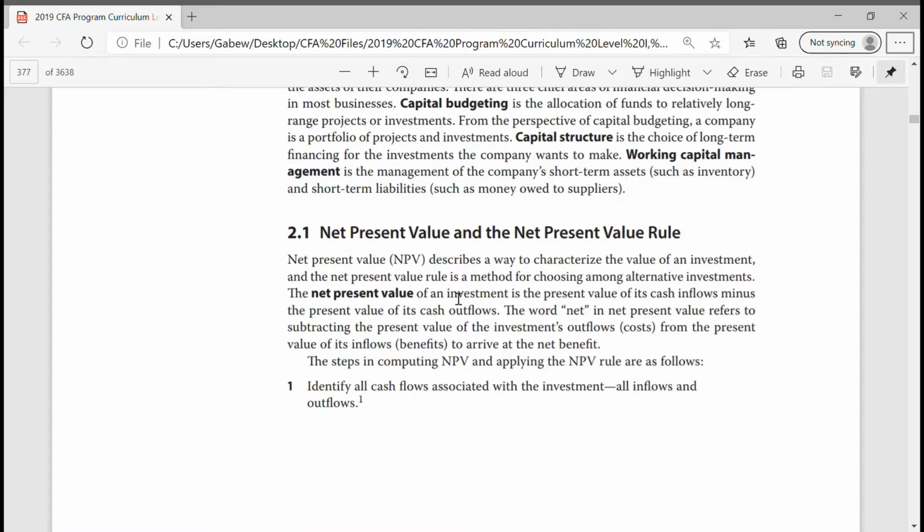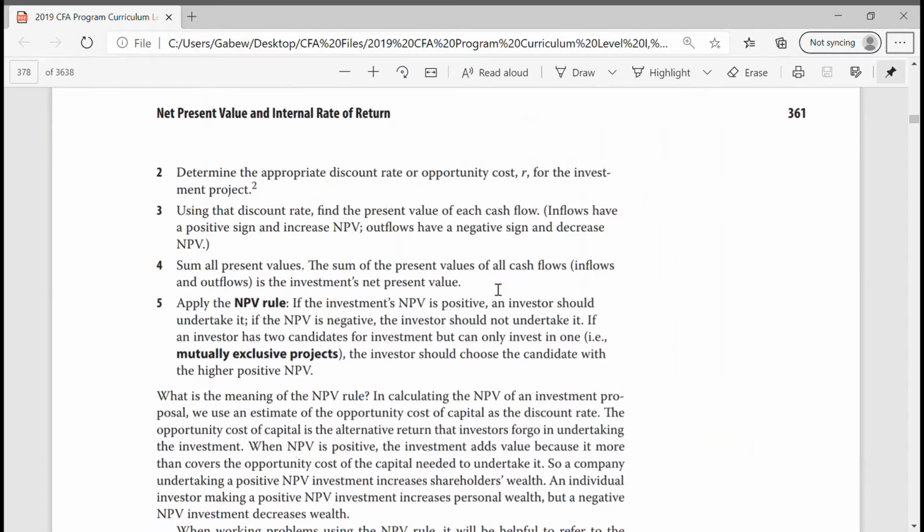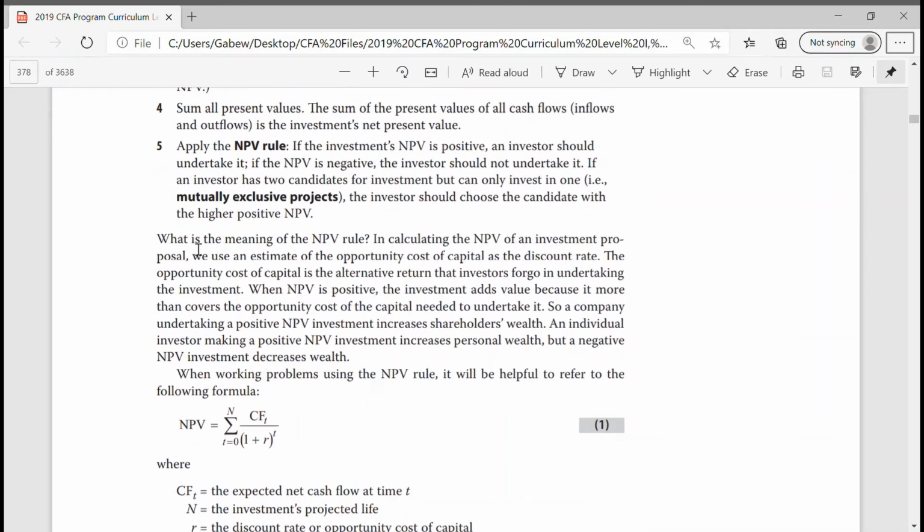The NPV of an investment is the present value of its cash inflows minus the present value of its cash outflows. So that's the NPV, just in case you forgot what NPV is. Okay, so right here: what is the meaning of the NPV rule in calculating the NPV of an investment proposal?